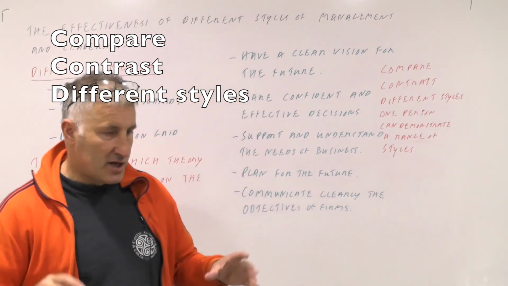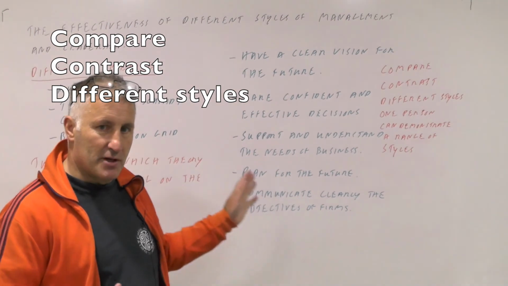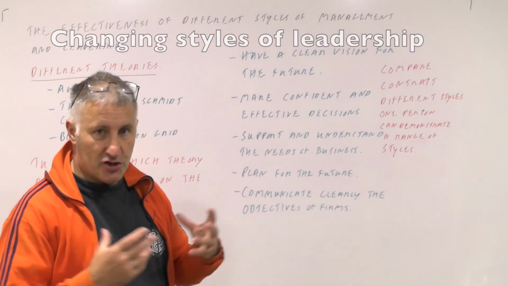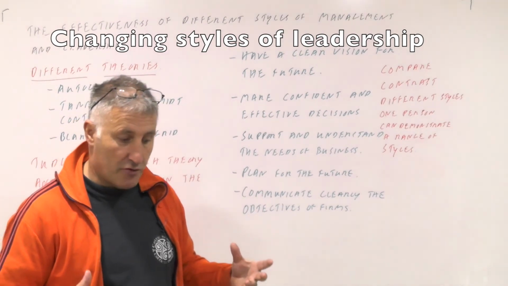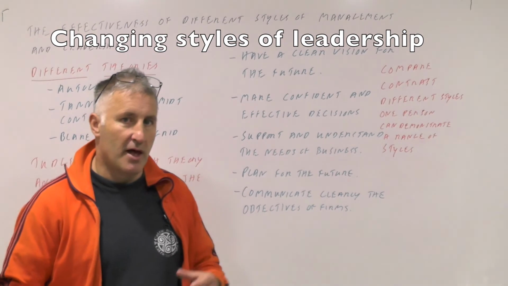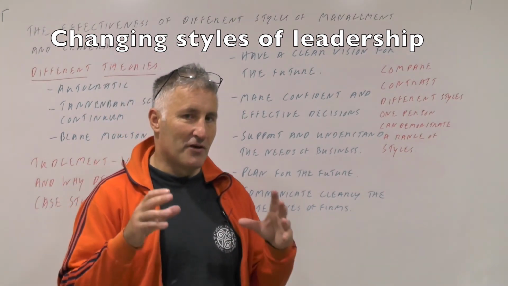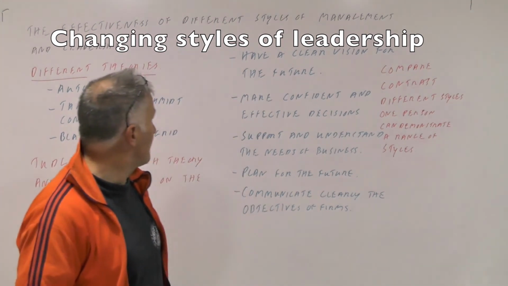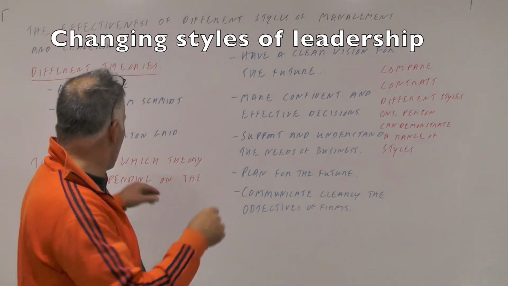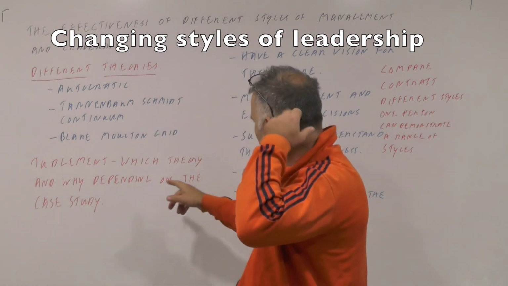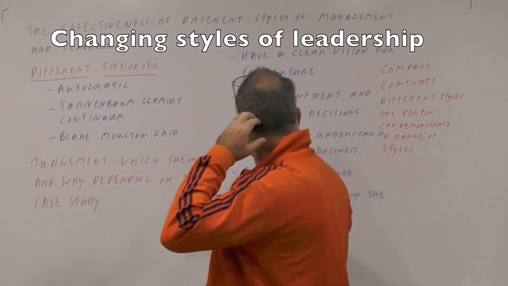But at one stage, when Steve Jobs first took over, he would have been at the autocratic end of the Tannenbaum and Schmidt model, and he would have been on the task-orientated path in terms of Apple. But as Apple changed, you need a new style of leadership. That's the sort of thing that they love in the exam, but you've got to relate that to the context of the actual question. Then you have to make a judgment on which theory and why, depending upon the case study.